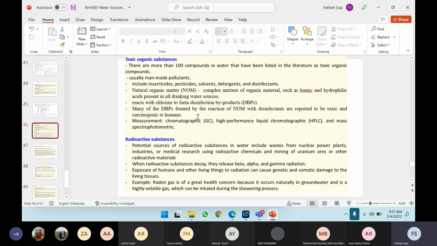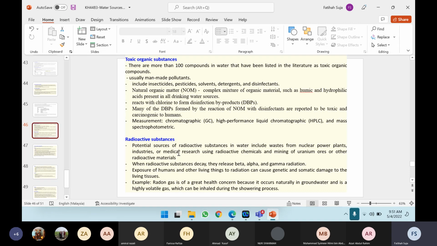So let's say if you want to further your study for your master or PhD in water supply, this is one of the areas that is very interesting and also very important. So the measurement is using chromatographic HPLC or a mass spectrophotometric method. Okay, the NOM will form DBP, disinfection byproducts.